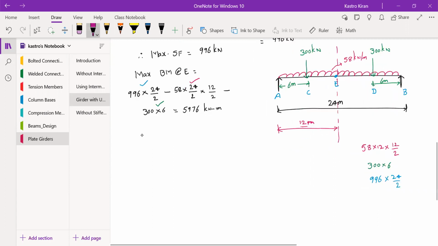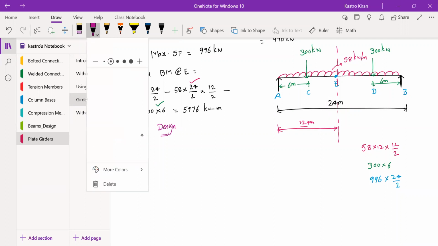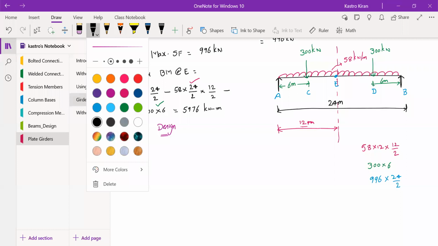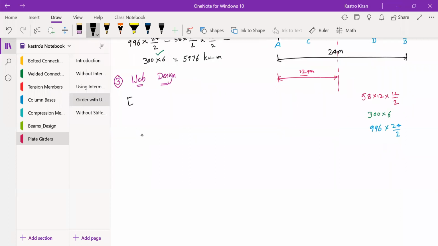Now, in the next step, what we are going to find out is we are going to design the web. So web design. How will you design the web? You are going to design the web based on the economical depth concept, right? So economical depth, D equals to, you have the formula, which is (M into K divided by Fy) whole power 1/3, right?